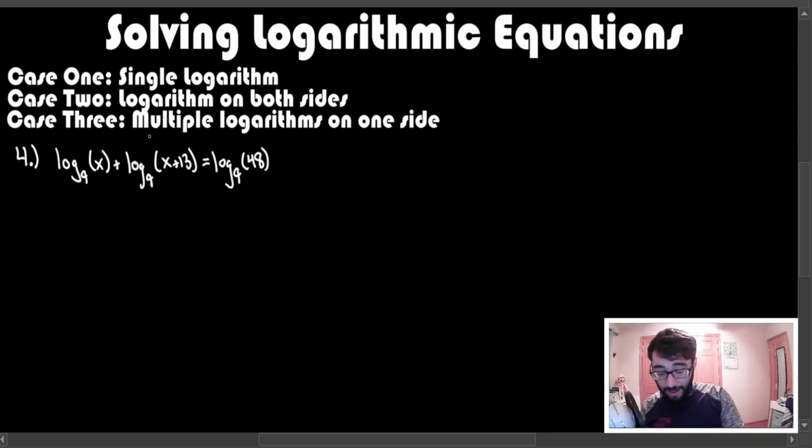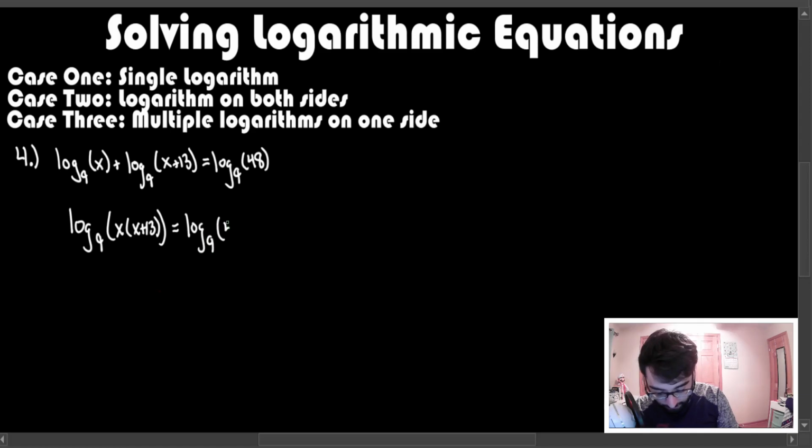Now, because I have two logarithms on this left-hand side, and they're adding one another, I can actually use the product property there. Recall those properties that if you have two logarithms adding one another, you can condense those down to a single logarithm by multiplying their arguments. So this is going to end up becoming log base 9 of x times x plus 13. They are multiplying each other because the logarithms are adding one another. And that's going to be equal to log base 9 of 48.